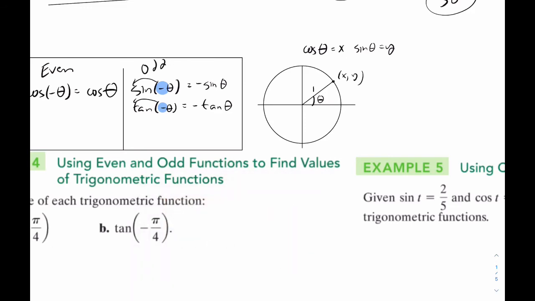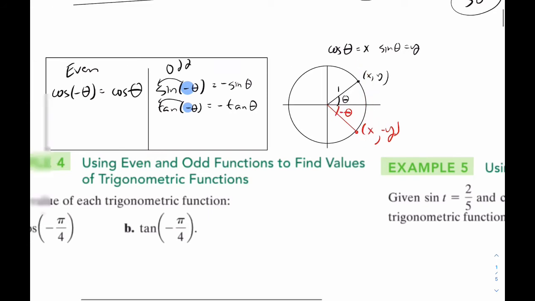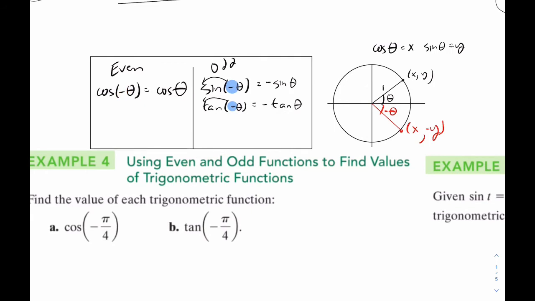Now look what happens when I go the opposite direction right here, and I rotate negative theta. This coordinate is x, negative y. So notice how the x value, if you rotate in the negative direction, is the same, because you're still lined up. That's why cosine is even, because the negative effectively doesn't matter.